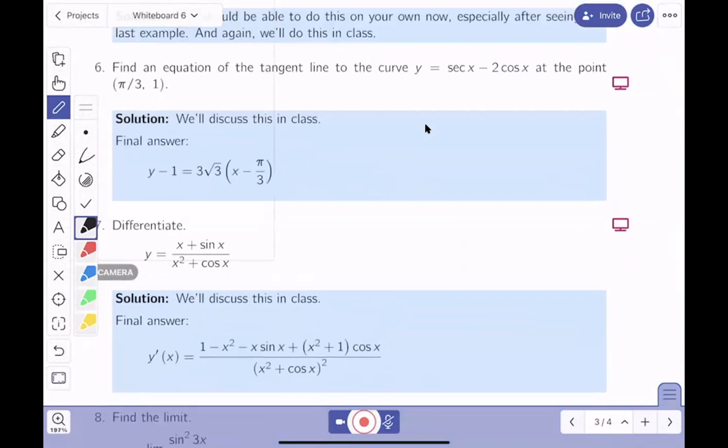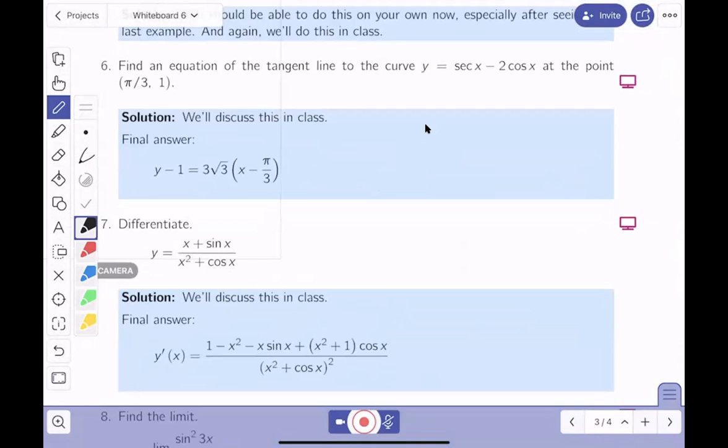All right, I've got to do this one over here now. It says find an equation of a tangent line to the curve y equals secant x minus 2 cosine x at the point pi over 3, 1.